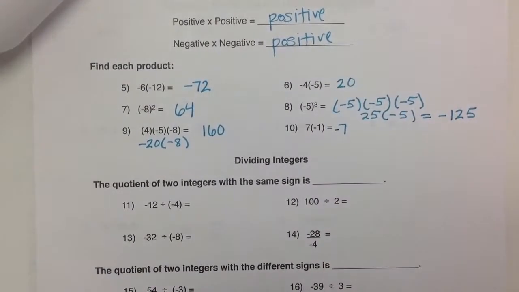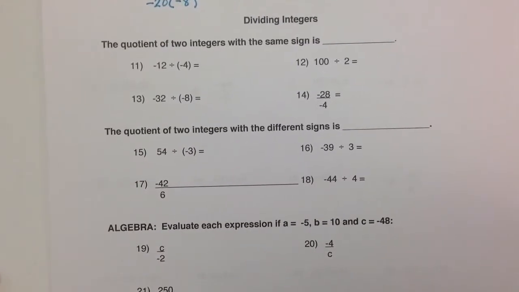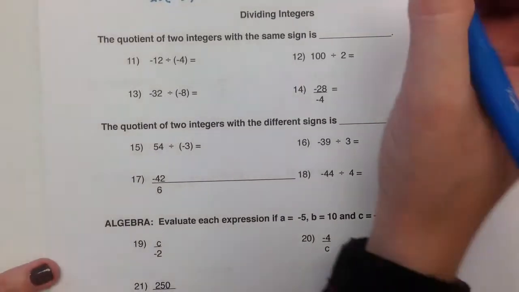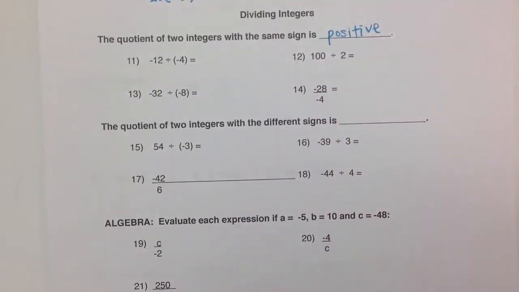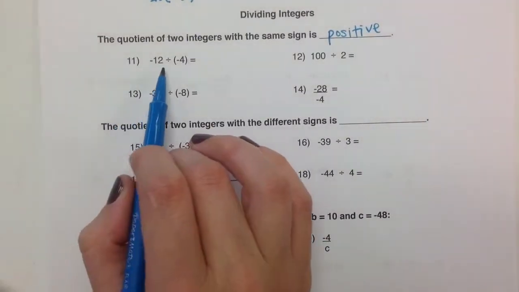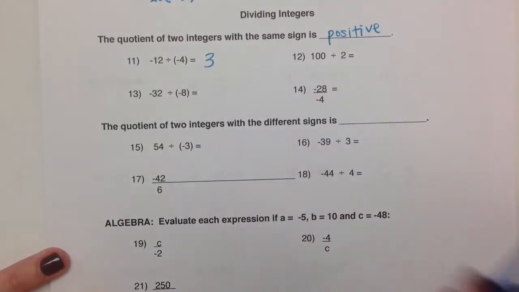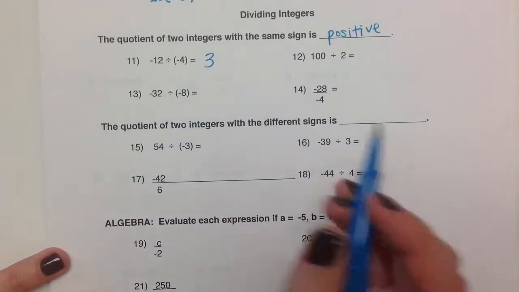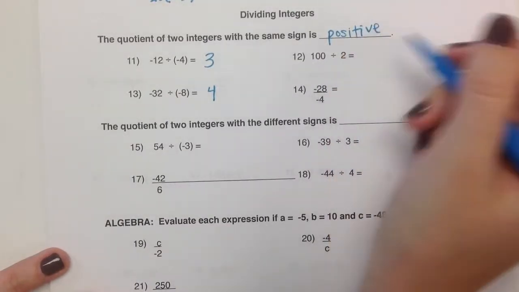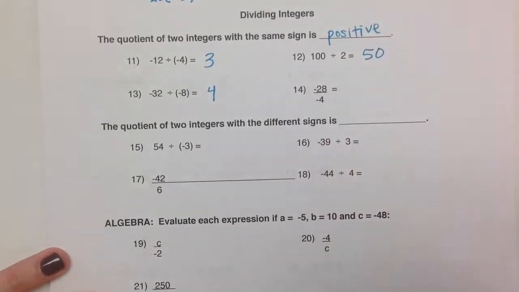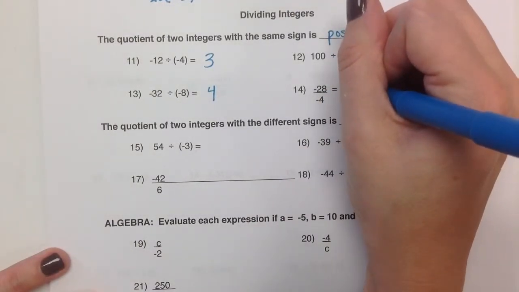Dividing integers is the same exact thing because division is just the opposite of multiplication. So dividing integers, the quotient of two integers with the same sign is going to be positive. If it's two positives or two negatives, it'll have a positive result. Negative 12 divided by negative 4, a negative divided by a negative is a positive 3. Negative 32 divided by negative 8 is a positive 4. Positive 100 divided by positive 2 is positive 50. And negative 28 divided by negative 4 equals positive 7.